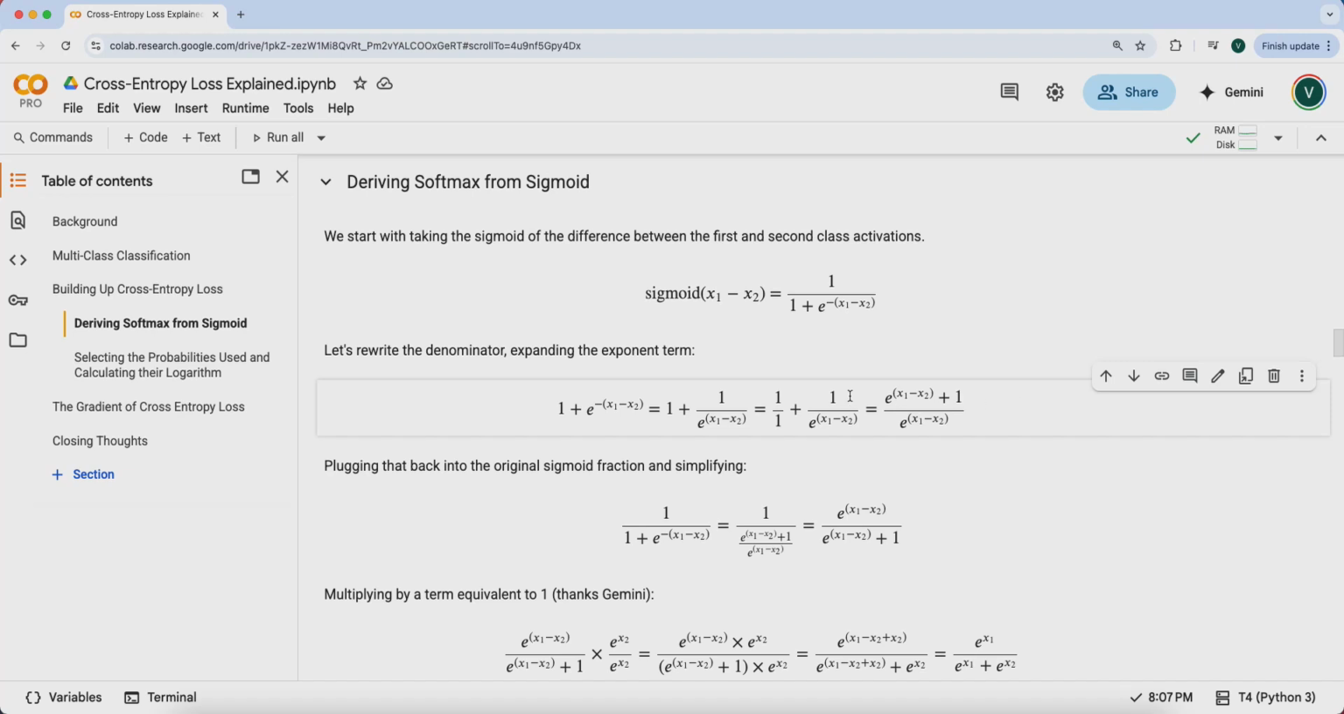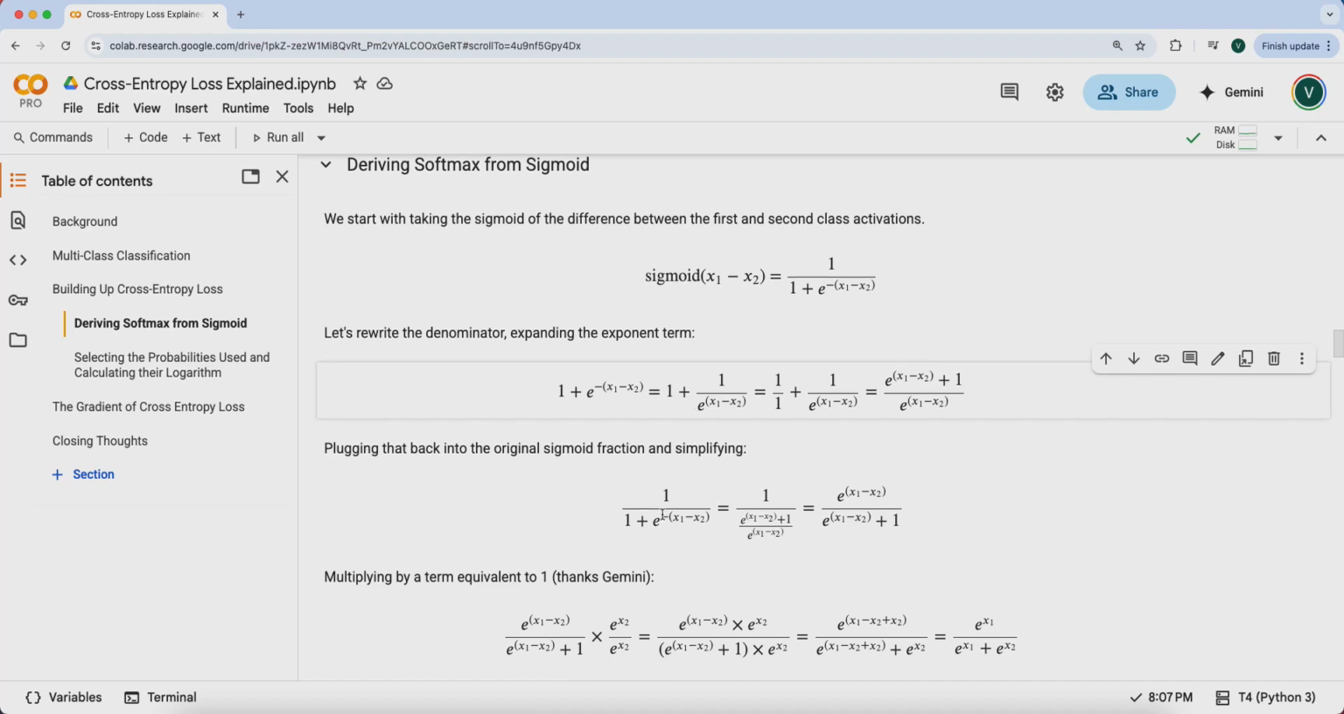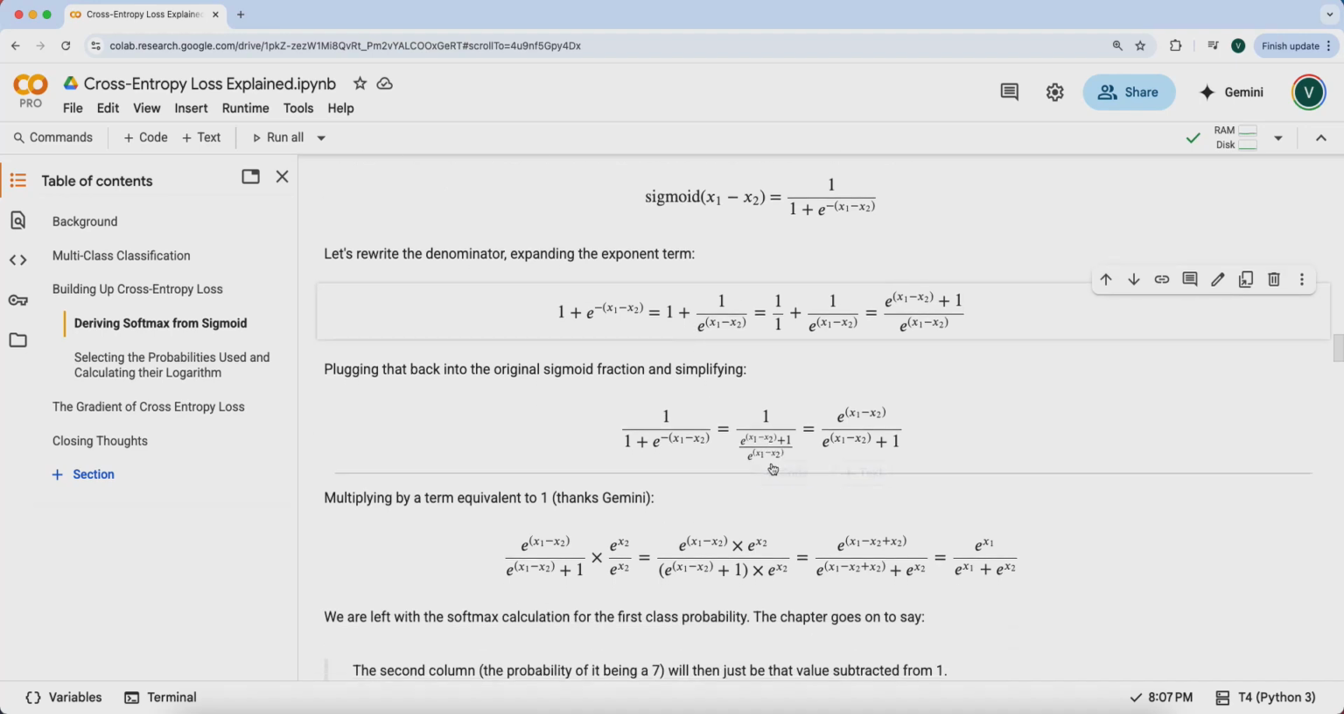Originally I had 1 over that denominator, and the denominator expands out into this form. So I'm going to plug that denominator back in here, and because it's 1 over that, I have to flip it. What I get is e to the (x1 minus x2) over e to the (x1 minus x2) plus 1. All I've done is rewrite e to the negative (x1 minus x2) as a fraction, combine the terms, and take its reciprocal, and it's still equivalent to sigmoid of x1 minus x2.